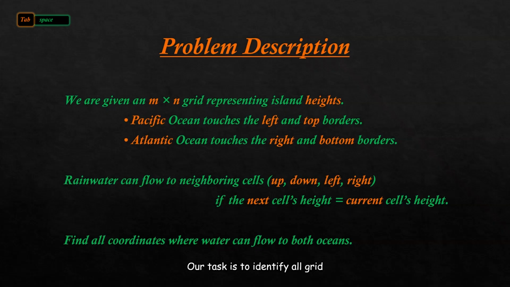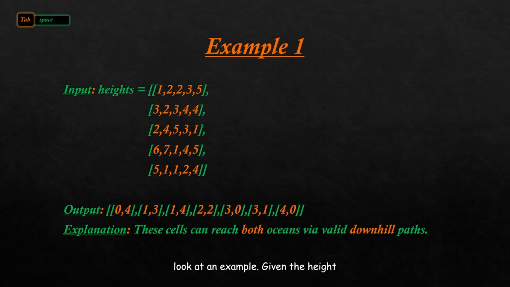Our task is to identify all grid coordinates where water can flow to both oceans. In essence, we want to find cells that can drain into the Pacific and the Atlantic simultaneously. Let's look at an example.